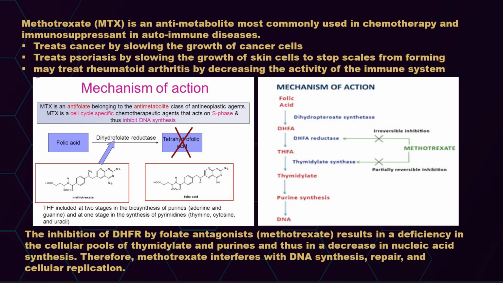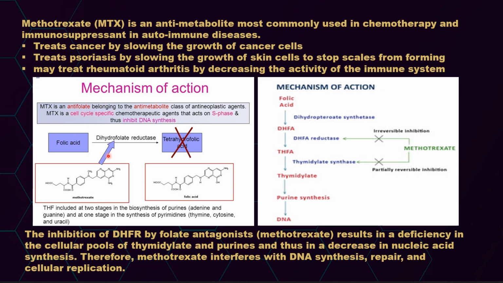Next, we have methotrexate. It is an anti-metabolite. It is most commonly used in chemotherapy and as an immunosuppressant in autoimmune disease. It treats cancer by slowing down the growth of cancer cells. It also treats psoriasis by slowing down the growth of skin cells to stop scales forming on the scalp that are formed in psoriasis, and it may be used to treat arthritis by decreasing the activity of the immune system.